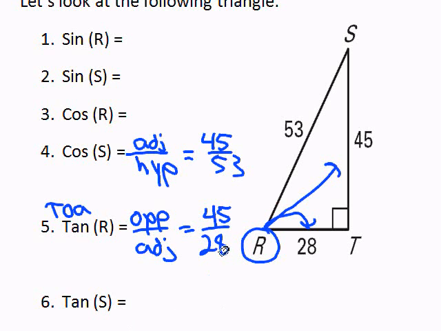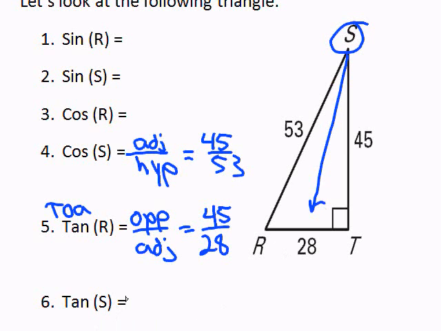Let's find the tangent of angle S. The tangent of angle S is the opposite side of S, which is 28, over the side that is adjacent angle S, which is 45.